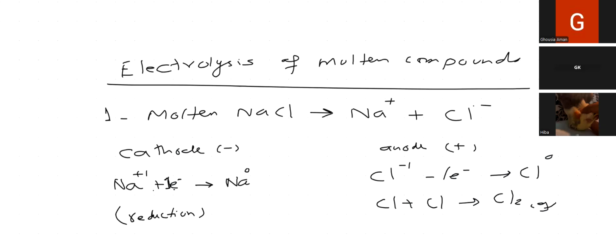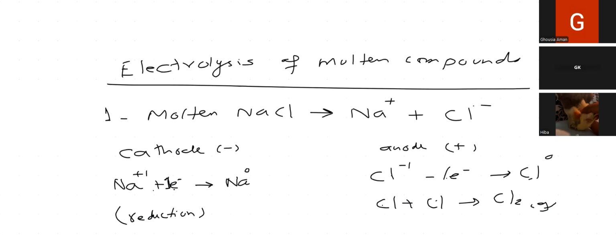If you have understood these two equations, we will merge them into one equation. We will not write two equations. Each chloride ion will lose one electron and form an atom of chlorine. Two chlorine atoms combine and form chlorine gas. Instead of writing them separately, we will write them in one equation.